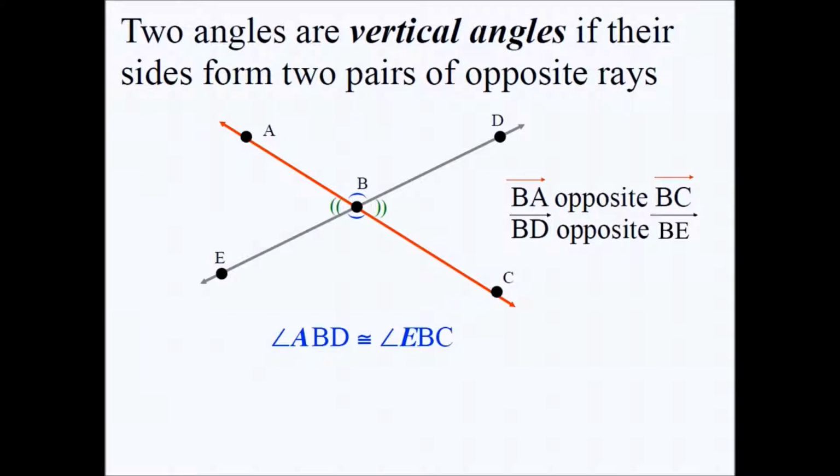Notice also that angle DBC is congruent to angle ABE. They're also vertical angles to each other and are thus congruent. So angle ABD is congruent to angle EBC. Angle ABE is congruent to angle DBC.